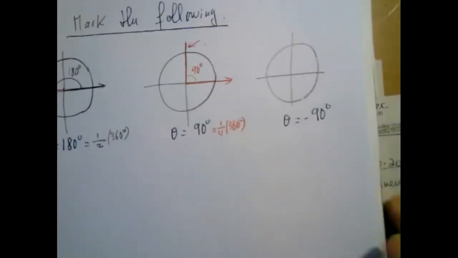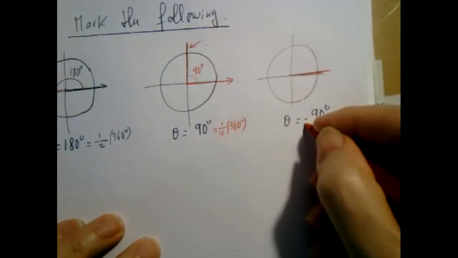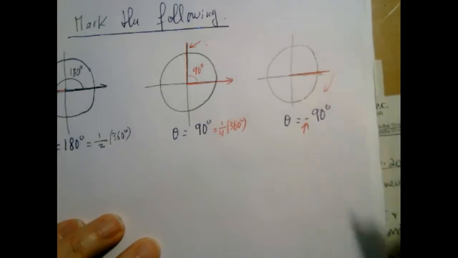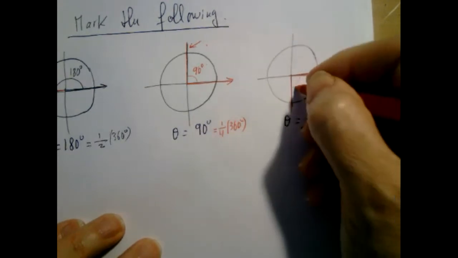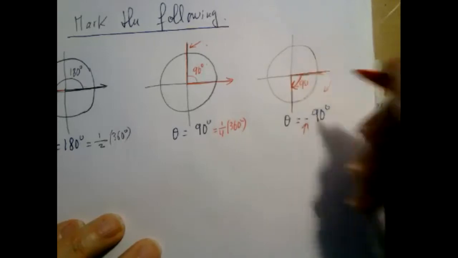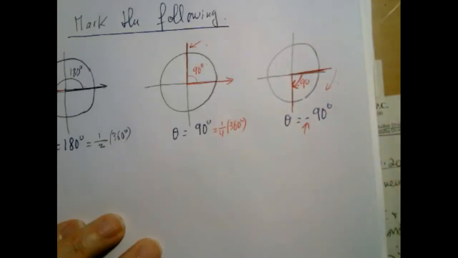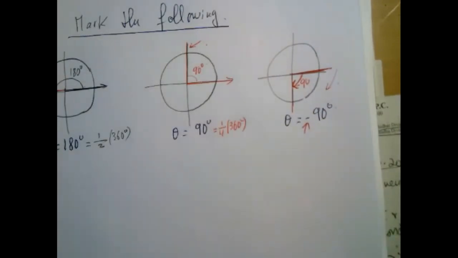Minus 90. Again, I start from the positive x-axis. Minus tells me you have to go this way, clockwise. And I go 90 degrees clockwise. So this is minus 90. And I put the arrow to signal that I'm going clockwise. And this is my terminal side right there. All right.